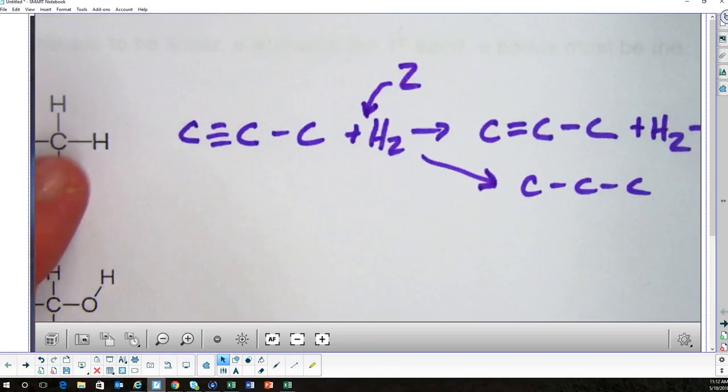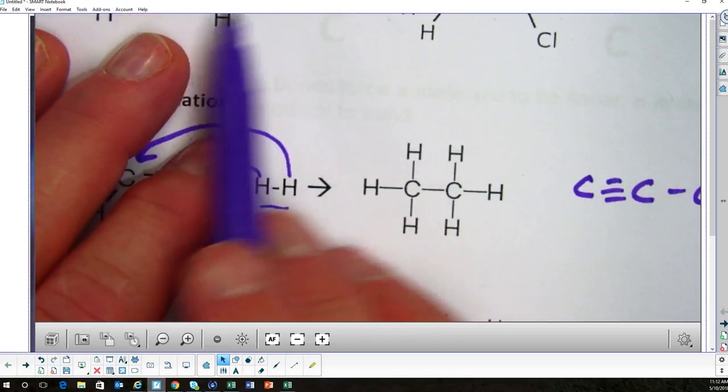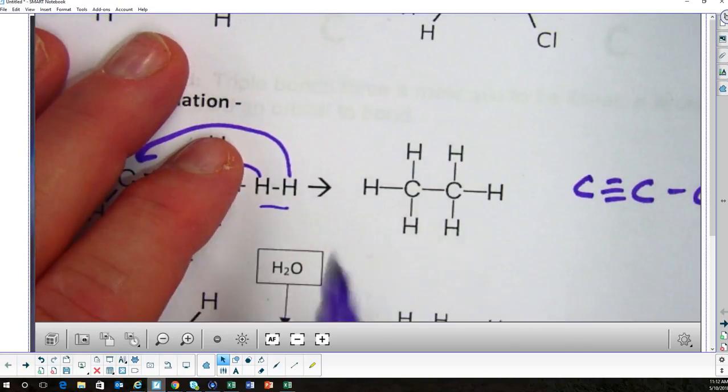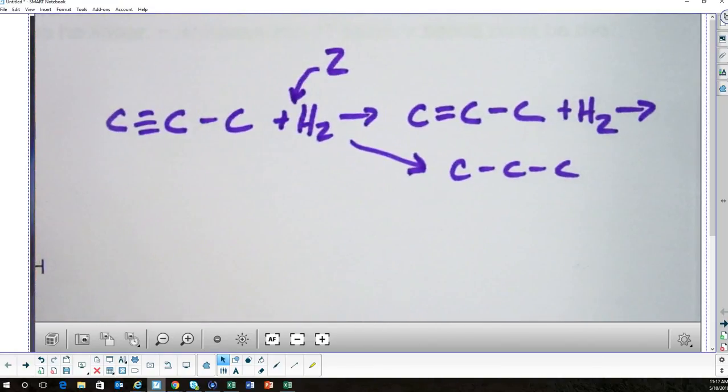Okay. Same thing up here with halogenation. If I've got double or triple bonds, I can add twice as much hydrogen, or twice as much chlorine, or twice as much bromine. Okay, so I can do that. So be careful there with that one. The next one, so hydrogenation, yes.